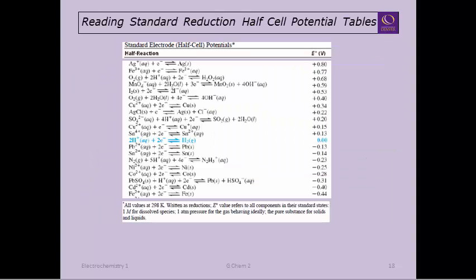So now we're going to work on reading a standard reduction half cell potential table. And these tables are used a lot in electrochemistry. They help you determine batteries. We're going to do a lot in the next video on these to actually put numbers on batteries and figure out the voltage that they generate. But for right now, I just want to give you a general introduction to reading these.